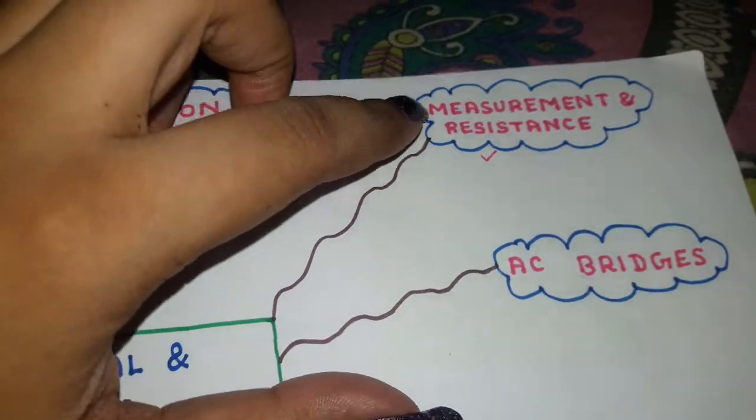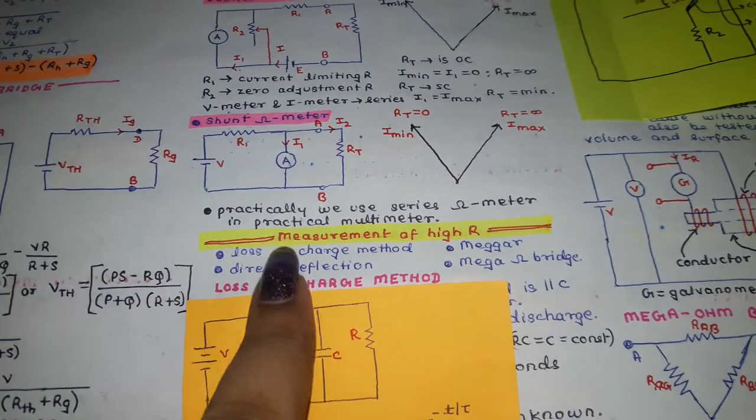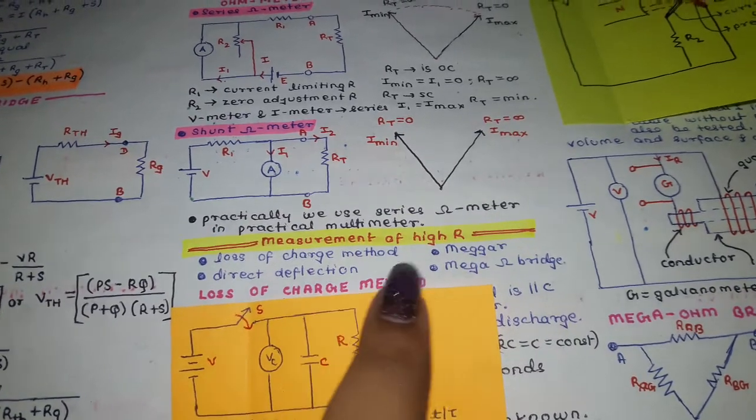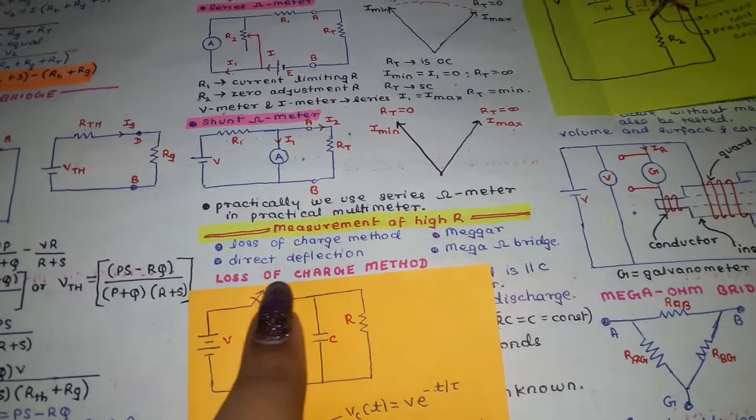Moving on to the last part of measurement and resistance. The topic we are going to start is measurement of high resistance. The methods used here are loss of charge method, direct deflection, Megger and mega ohm bridge. First we are going to study loss of charge method.